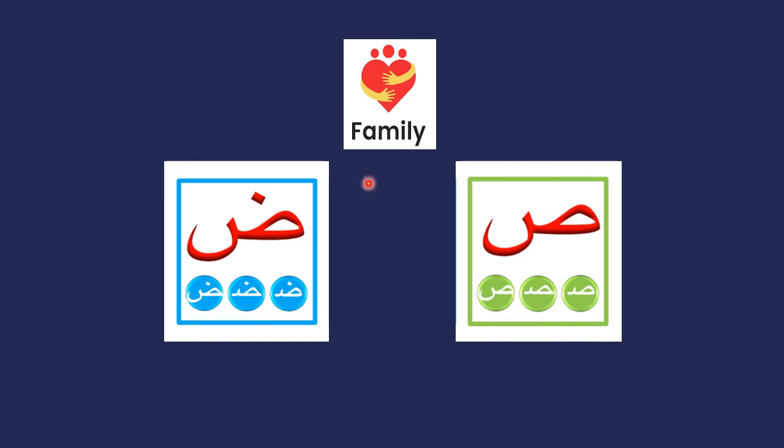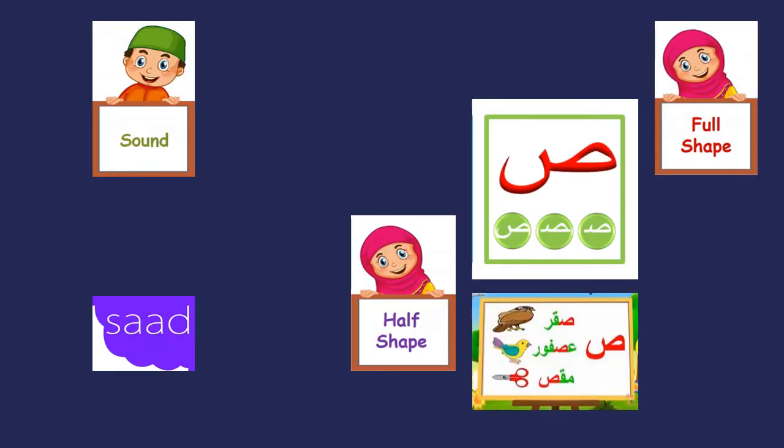This is the family of sod. It has two members, sod, dod. Dod has a dot on it. This is the full shape of sod, and it has 3 proper half shapes. When it comes in the start, it looks like this, in the middle shape and the end shape. And the sound is sod.